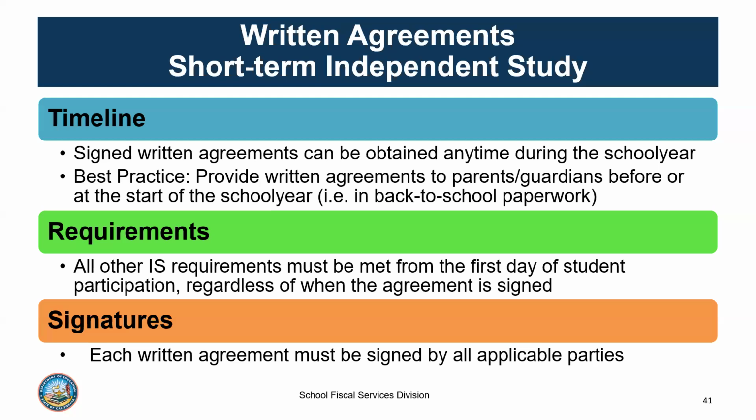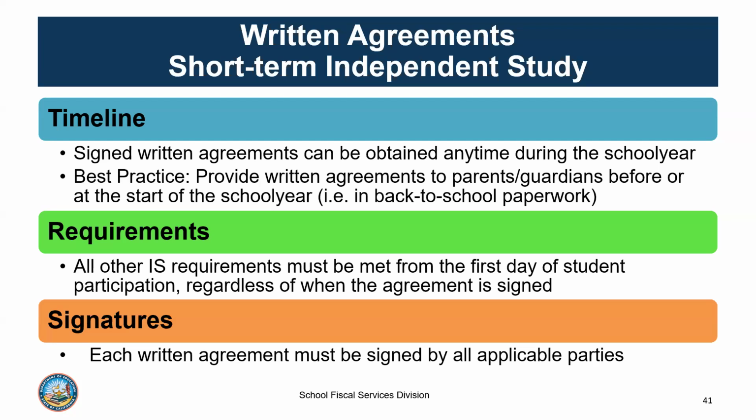It is recommended that LEAs make written agreements available to parents or guardians before or at the beginning of the school year. This allows families to understand the expectations and requirements of independent study. This can be accomplished by including the independent study written agreement with back-to-school paperwork. Then, when independent study is requested, supplemental agreements that include the dates of participation and due dates for the student's work can be generated, and the signed agreement can be collected at some point in the same school year.